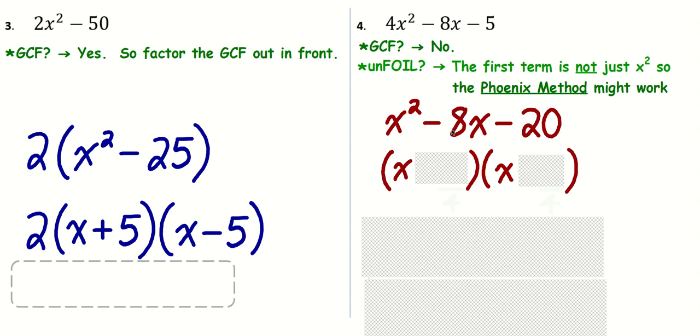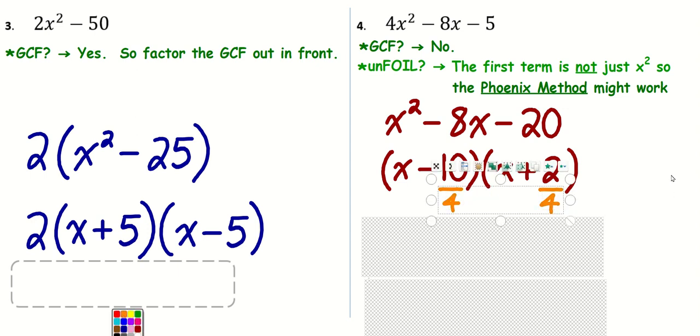Look, pause the video if you need to, if you want to think about it, come up with the numbers by yourself. Last chance to pause the video. Because the two numbers are, if you go through all the possibilities, eventually you're going to realize that it's negative 10 and positive 2 that do the job. Okay? The next step of the Phoenix method, the reason it's called the Phoenix method, is for the Phoenix to rise from the ashes.